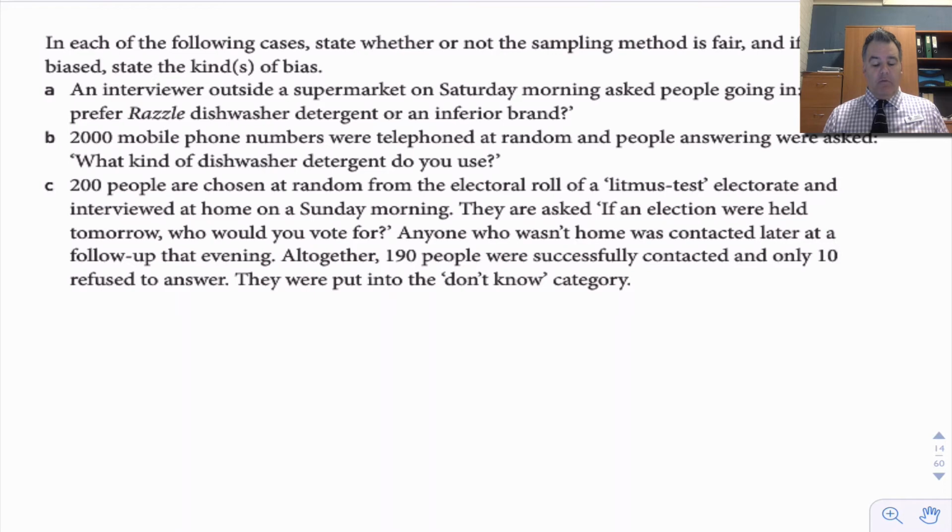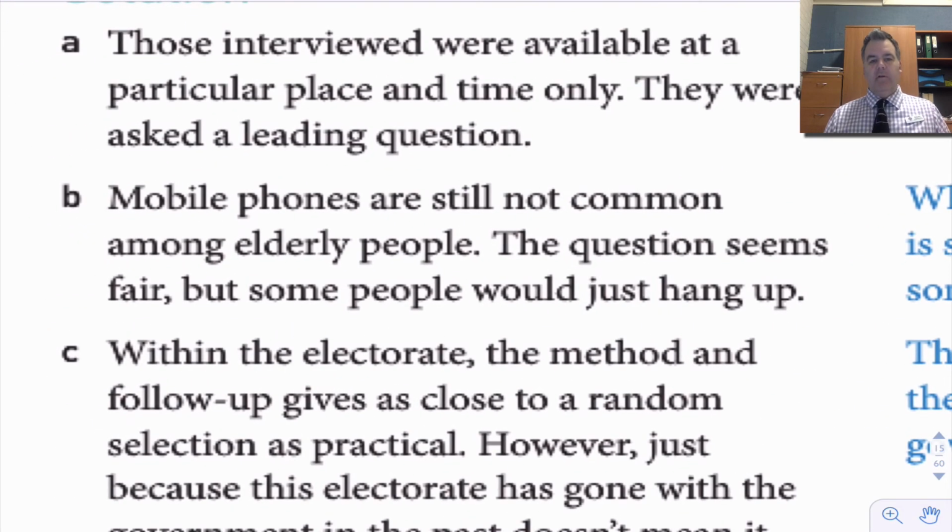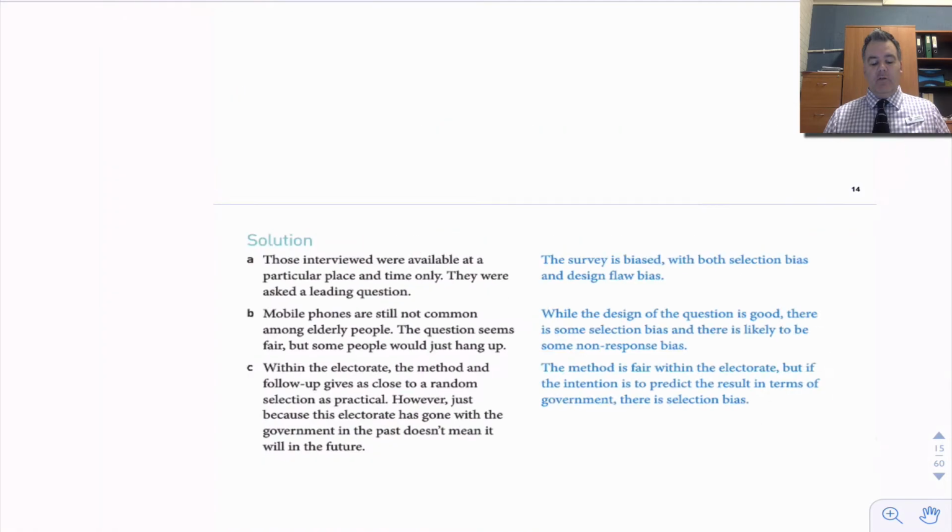2,000 mobile phone numbers were telephoned at random and people answering were asked, what kind of dishwasher detergent do you use? Okay, so first of all, the thing that comes to mind here is the mobile phones. The concentration of mobile phones would probably be more dense in people of certain ages. People over the age of 80 are unlikely to either answer the phone or have a mobile phone, so they will be excluded from this survey. So that's something to think of here. Yeah, and that's, as it's got here, some people would just hang up. In this survey, people would just ignore you as well.